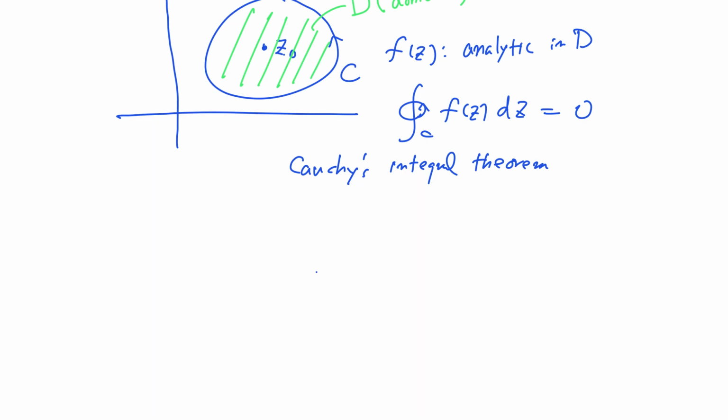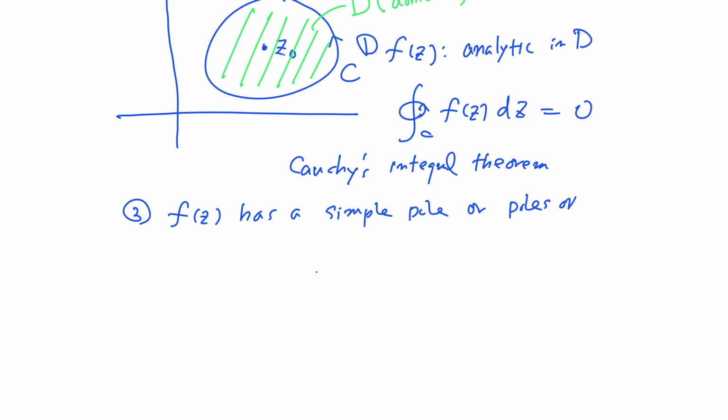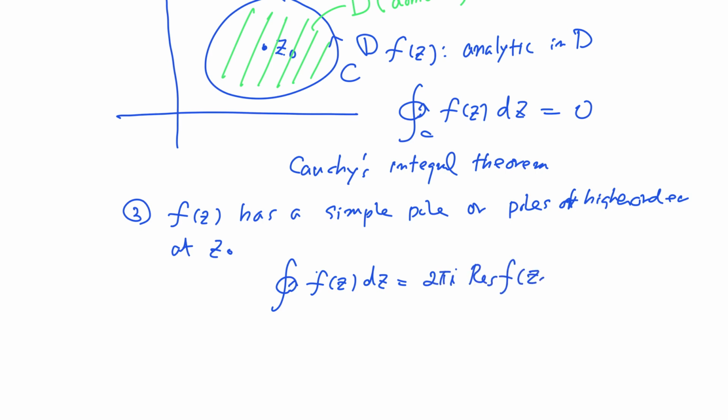Number one, if f(z) has a simple pole or a pole of higher order at z naught, then the integral is 2 pi i times the residue at z naught, right? So we talked about the residue.